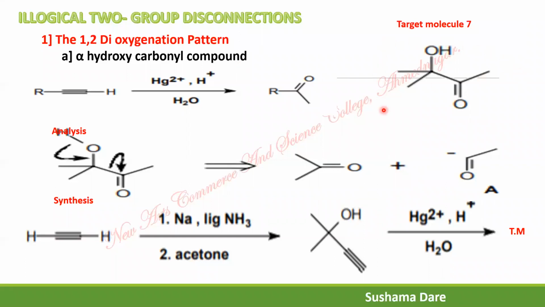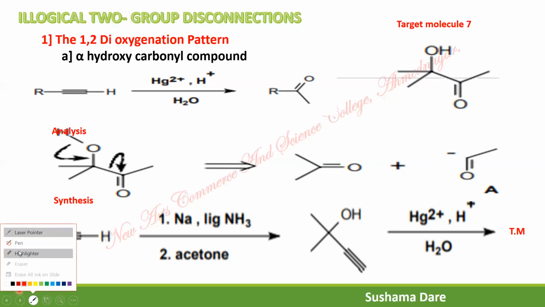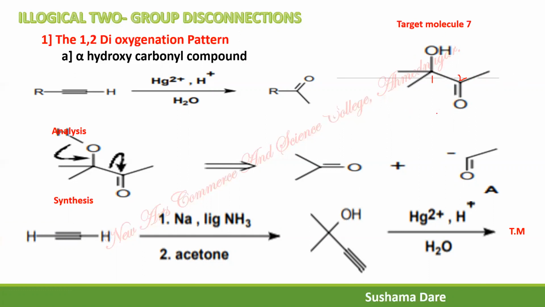Now look at this target molecule. Whenever a hydroxy group is present, always start the numbering from the carbon having the hydroxy group. So this is number 1 carbon and this is number 2 carbon. Just look at the target molecule and find out which functional groups are there. The first functional group is hydroxy, the second is carbonyl. After that, you identify the relation among them. So it is a 1,2 dioxygenated pattern.